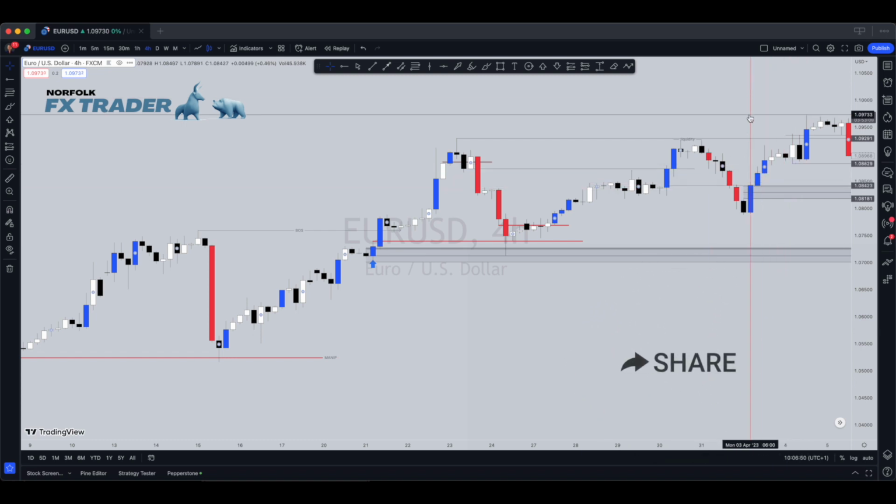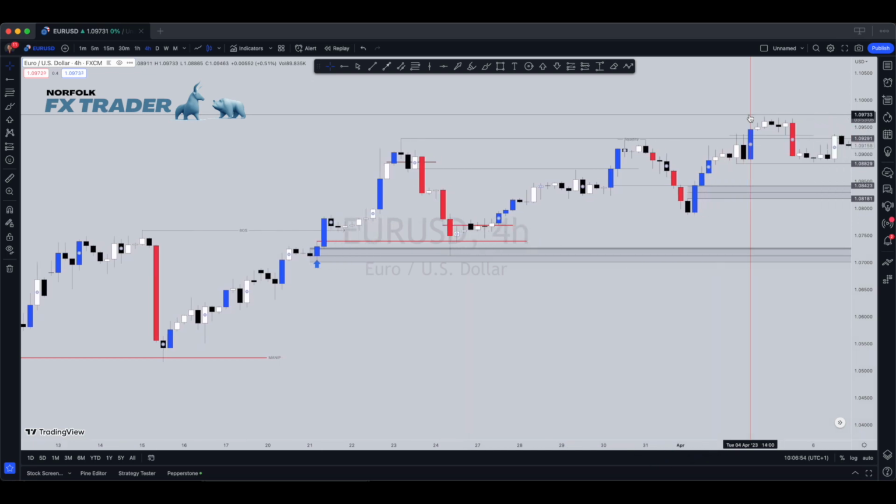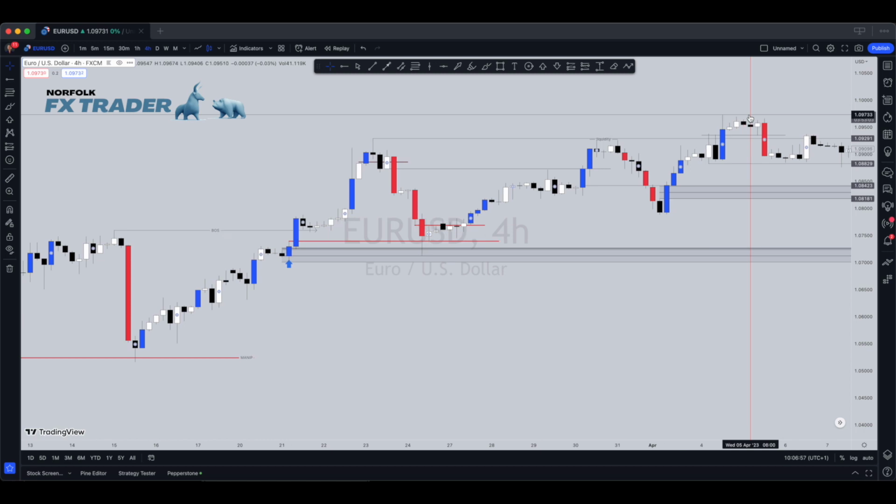Let's see if I'm right. We get a pullback, and there we go. We wick through that low. That is how you can start predicting those break of structures before they even occur.